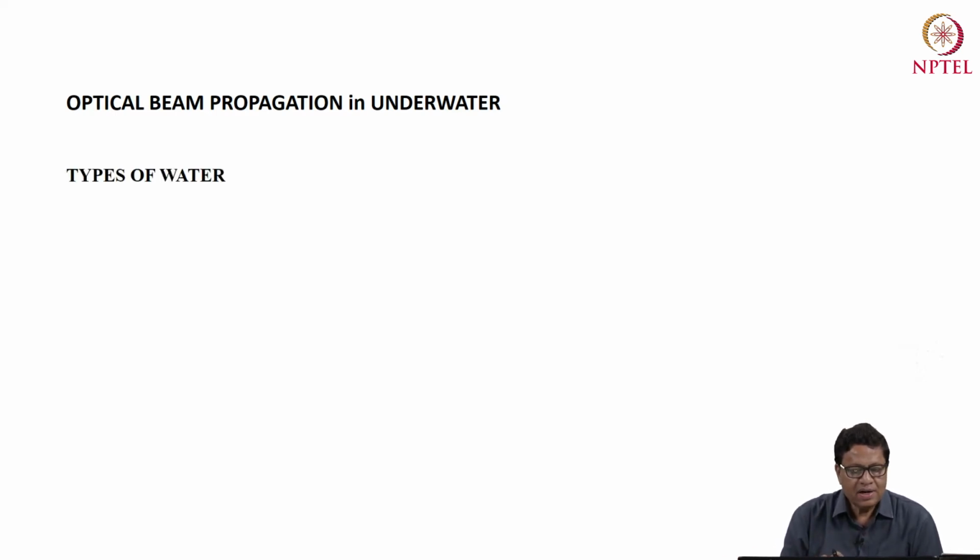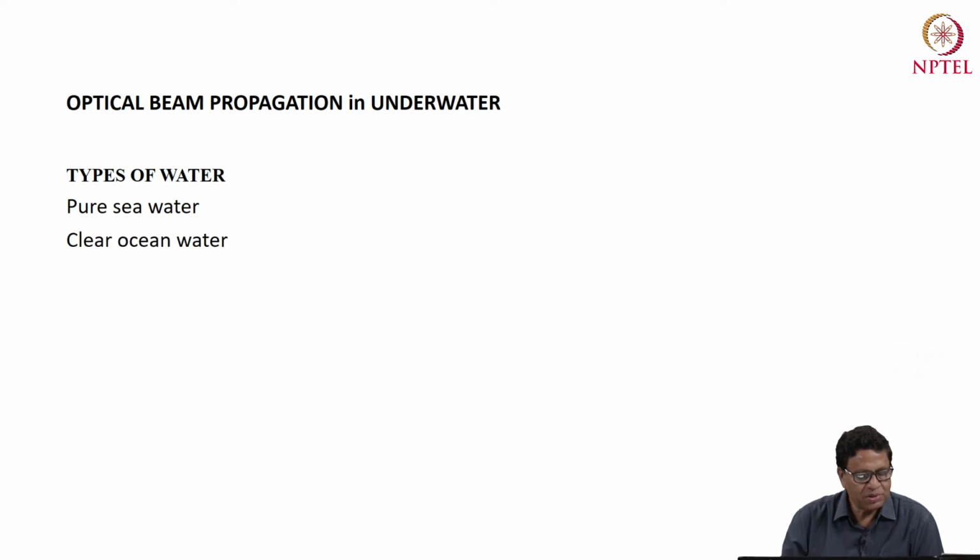So let us now understand how the optical beam propagates underwater. As you know, the properties of water change from shallow to deep water. There is a lot of chemistry in the underwater environment inside the sea, and there are different types of water. One of them is pure sea water, where you have pure water and also some salt dissolved in it.